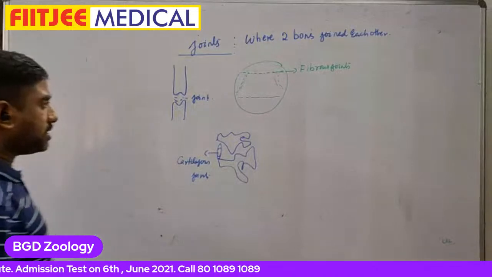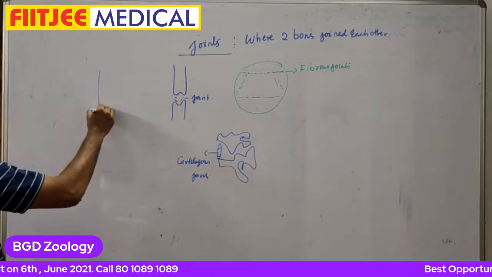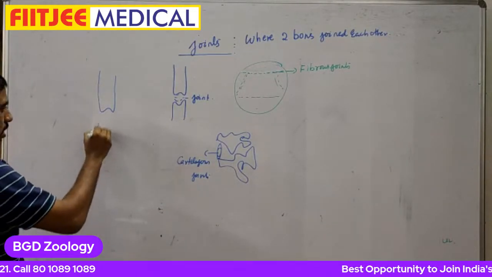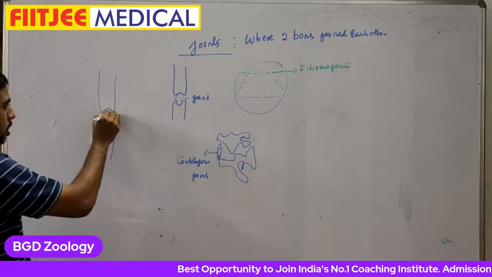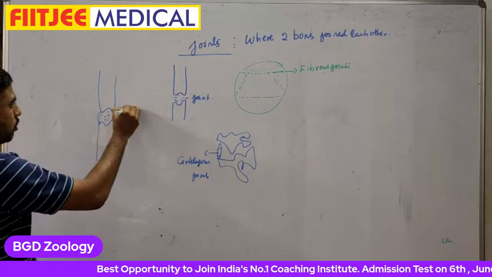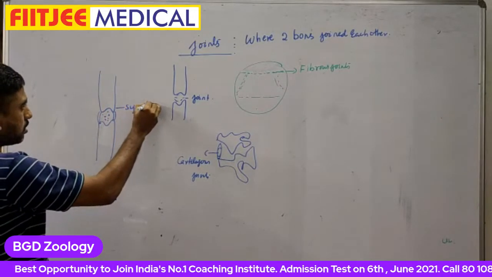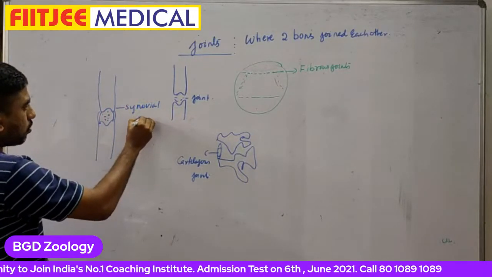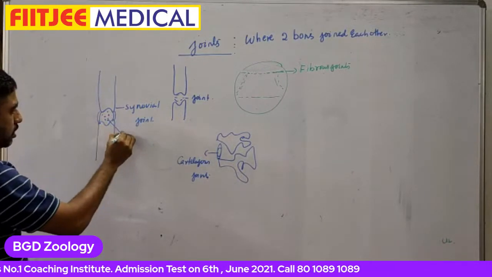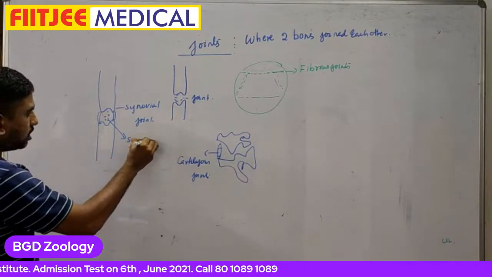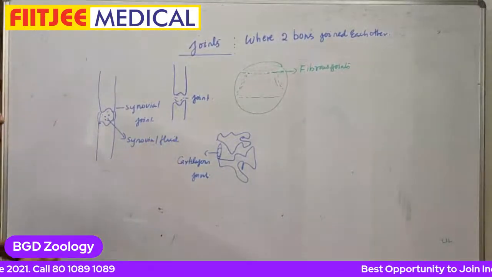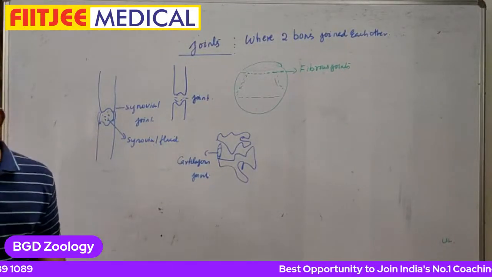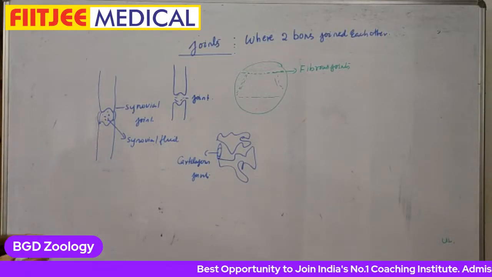And there is another joint, please remember, majority of our joints are like that. There is another joint, and that joint we call a synovial joint. Why do we call it a synovial joint? Because it contains the fluid called synovial fluid. Okay, there are many examples of the synovial joint.